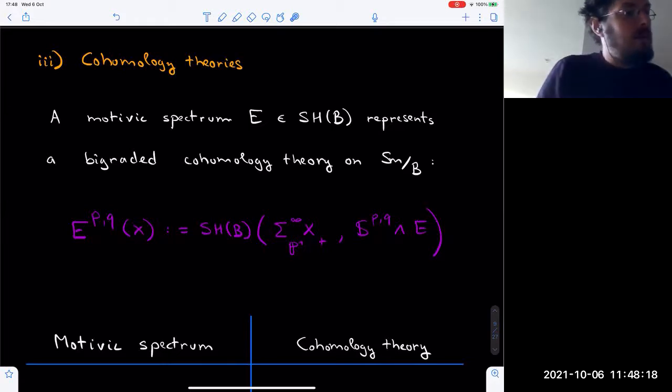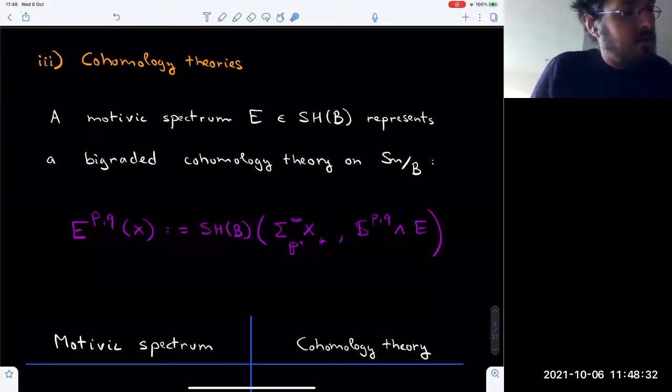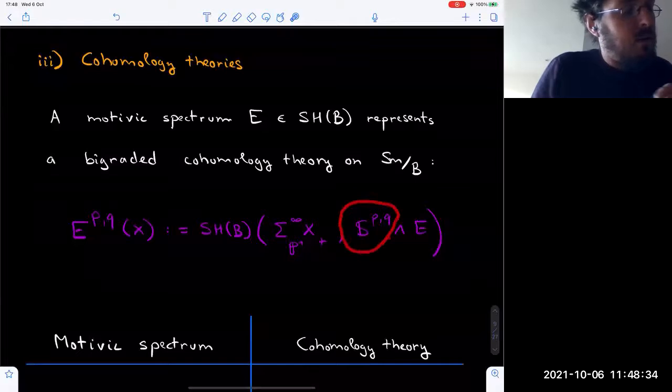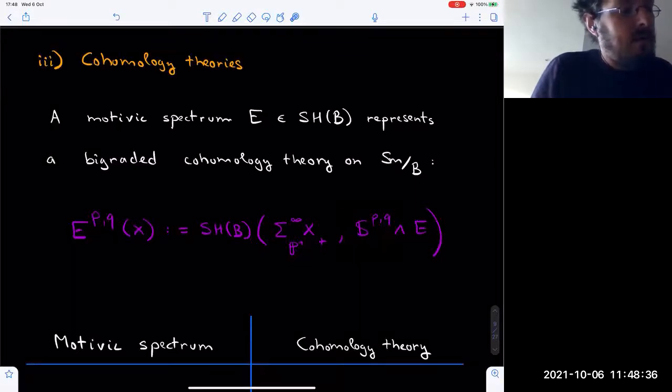This is the same here. So for any motivic spectrum, for any object in SH of B, you get an associated bigraded cohomology theory, again on smooth schemes over B. And this is obtained by the same formula as in topology. So you have to put your, and this is where those spheres also come in.